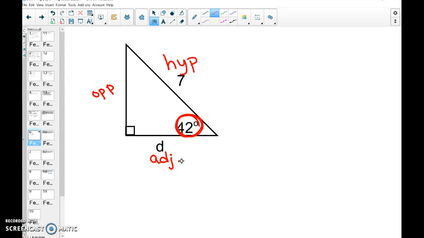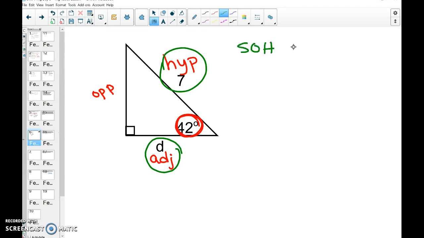Hopefully you're feeling a little bit more comfortable with that by now. Now you got to figure out which ones we're going to use. All right, well there's nothing on the opposite side, so don't use that. There's a D on the adjacent side. Probably want to include that since I'm solving for D. And on the hypotenuse, there's a number 7. Okay, well only 2 of the 3 sides have something, so I got to use those 2.